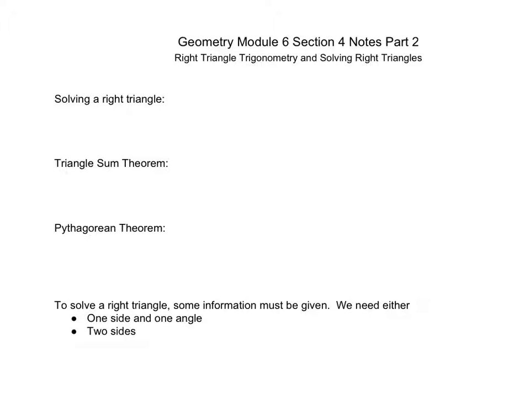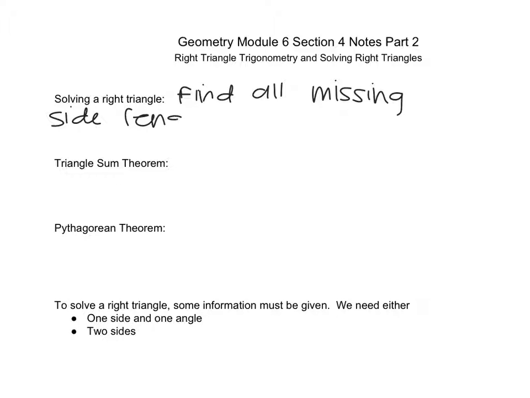In part 2 of section 4, we're going to talk about how to solve right triangles using trigonometry. So when we talk about solving a right triangle, what we mean is to find all missing side lengths and angle measures.